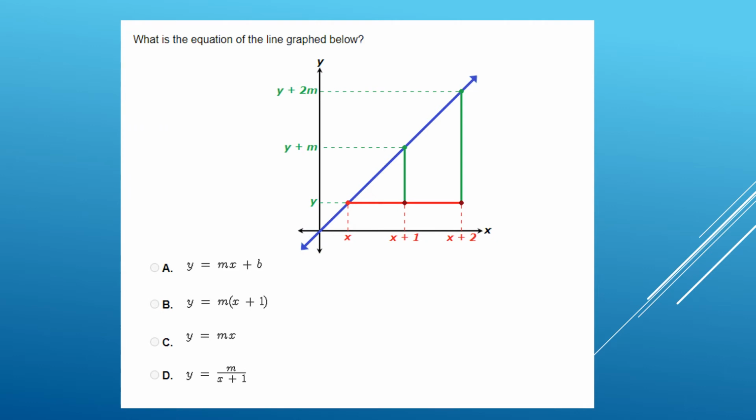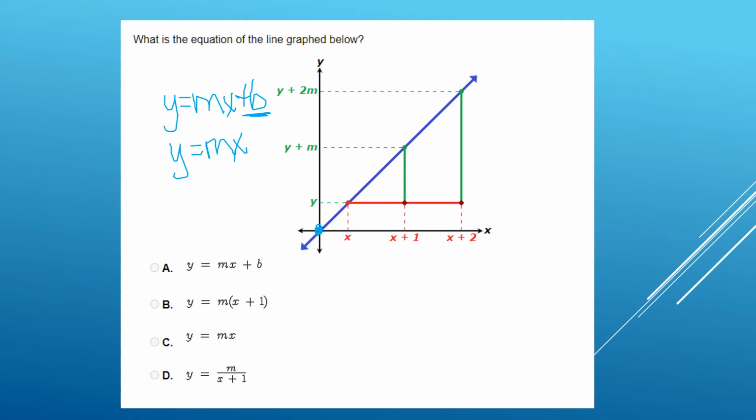What is the equation of the line graphed below? Looking at this one is confusing, but what I want you to know is y equals mx plus b. The first thing is our y-intercept, the b, is at 0, 0. So we've just got y equals mx so far.